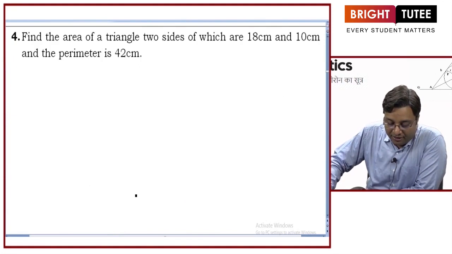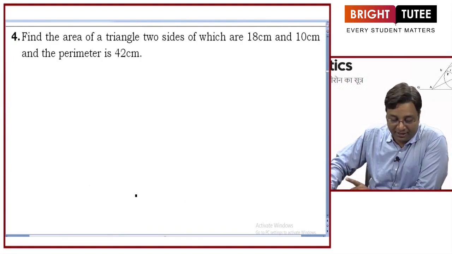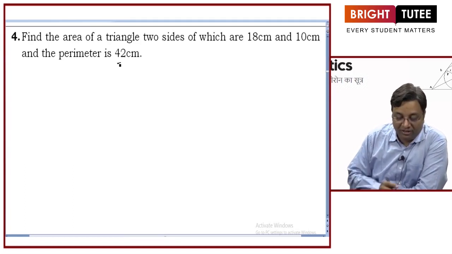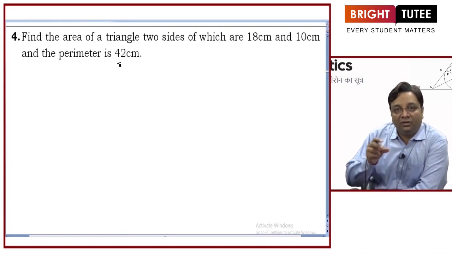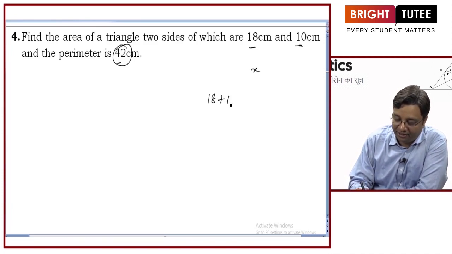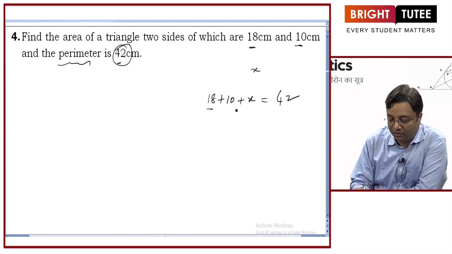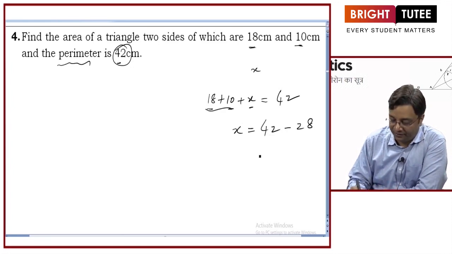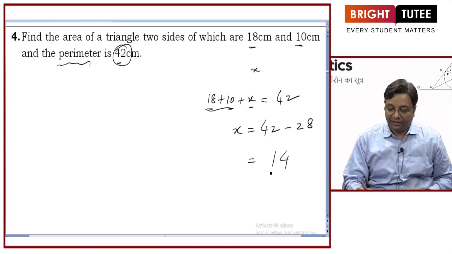Find the area of a triangle, two sides of which are 18 centimeter and 10 centimeter, and the perimeter is 42 centimeter. So this is another easy question where all the dimensions are given. The only twist is that he has mentioned the perimeter and given two sides to us. So let the third side be x. So we can say 18 plus 10 plus x is equal to 42. This is the perimeter, right? So sum of all the side lengths is equal to the perimeter. Hence x is 42 minus 28, which is 14. Right. So the third side is 14.